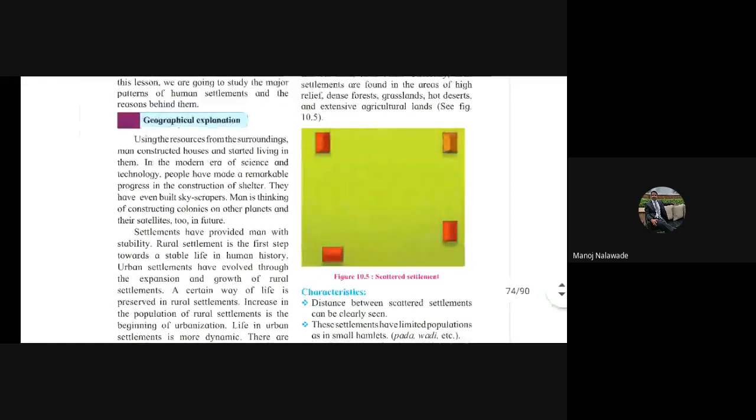In the modern era of science and technology, people have made remarkable progress in the construction of shelter. If we compare today's multi-storied buildings to the huts that were built in the Stone Age, you can easily see the difference, how much mankind has evolved.